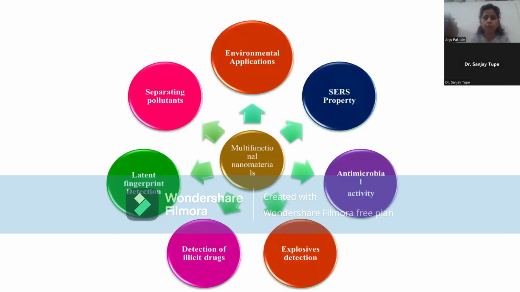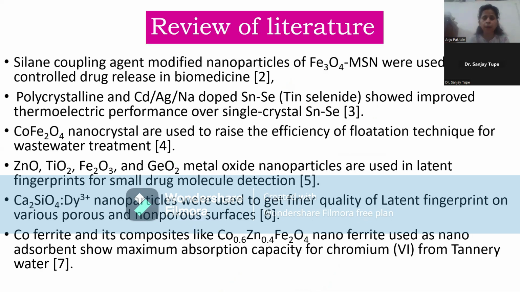So, I have done a review, and in that review, I have found that nanomaterials have this many applications. Multifunctional nanomaterials can be used in environmental applications, SERS property, that is surface enhanced Raman spectroscopy, antimicrobial activity, explosive detection, detection of illicit drugs which are banned, latent fingerprints, and separating pollutants.